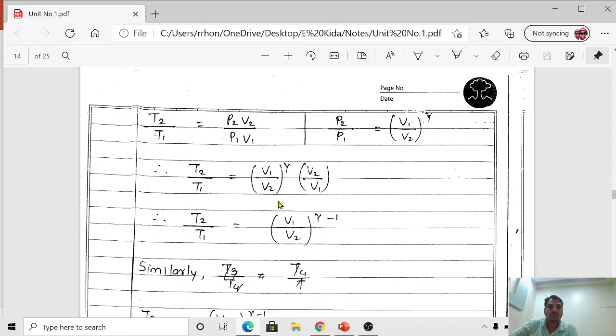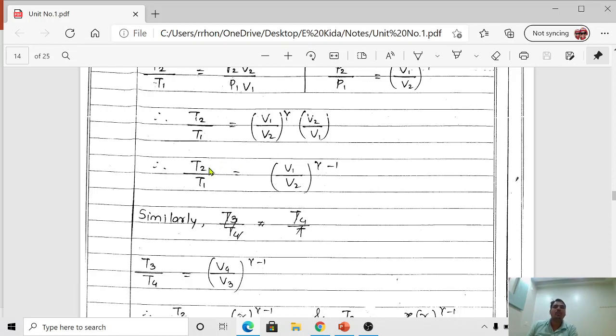Okay, so if you concentrate, here is V1 by V2 and here is V2 by V1. So we have to match both terms equally. So we can write V1 by V2, V1 by V2, and that time the power will be minus 1. That's why finally we can write V1 by V2 raised to gamma minus 1. This is the simplified equation.